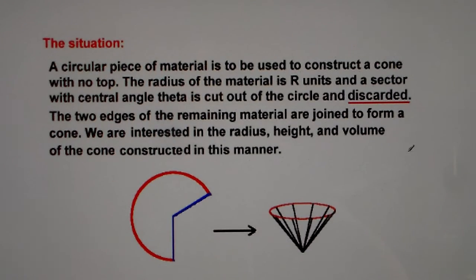Alright, here's more of a challenge problem. A circular piece of material is used to construct a cone with no top. The radius of the material is r units, and the sector with the central angle theta is cut out of a circle and discarded. The two edges of the remaining material are joined to form a cone. We are interested in the radius, height, and volume of the cone constructed in this manner.